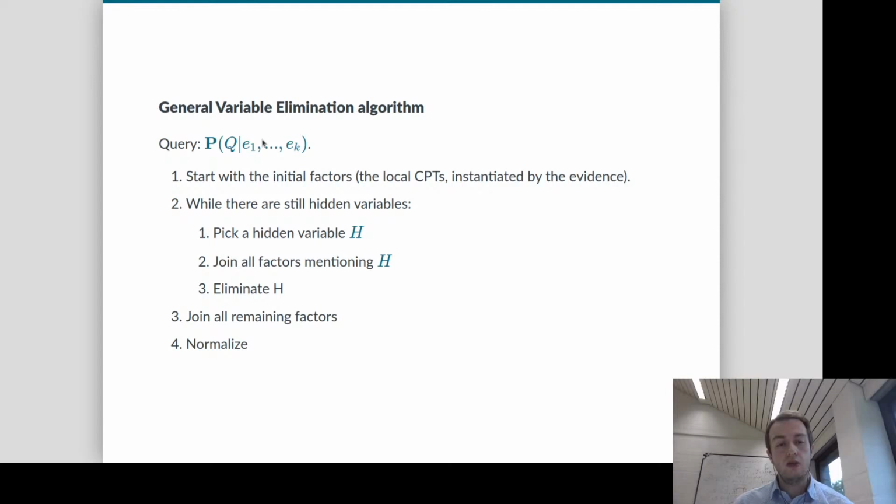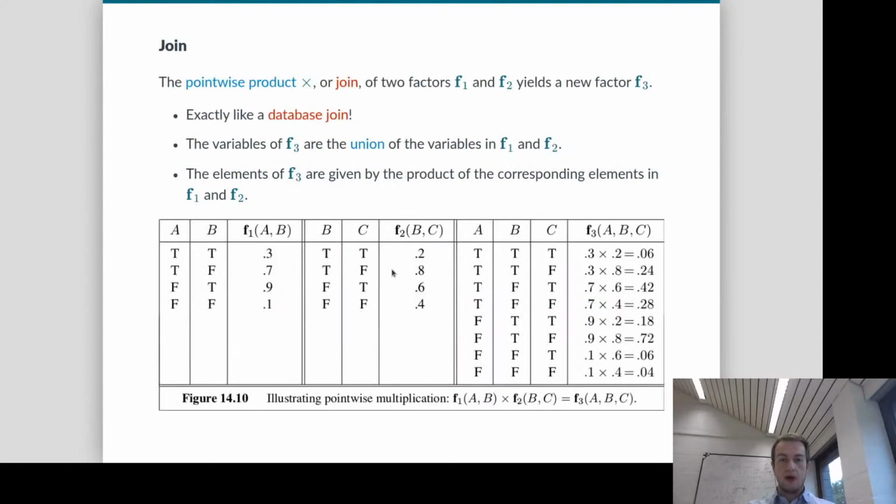Okay, and then what we would do is that we would have a loop, which is the second step, in which you would go over the hidden variables one by one in some ordering that you have to decide. And then at each iteration, you would pick one of these hidden variables, let's say h, and then you would join. So you would maintain the list of all the factors that you have, and then you would identify all the factors that mention this variable h, and then you would join them all together. Okay, so you would apply this join operation in between all the factors in which h appears.